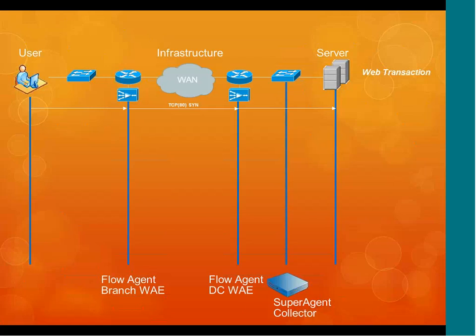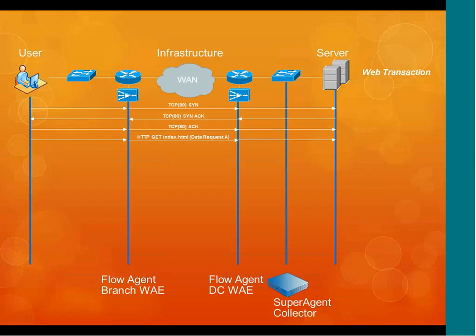What happens is, especially with Cisco WAS, you can actually tell the flow agent on those Cisco WAS boxes to send their data into SuperAgent, which is cool. It gives you two extra collection points. But for the regular transaction, that same web transaction, the synchronized request, the SYN-ACK, and the ACK, that TCP handshake, remains unchanged. It's unaffected by those WAN accelerators, and it has to be, otherwise it would break TCP.